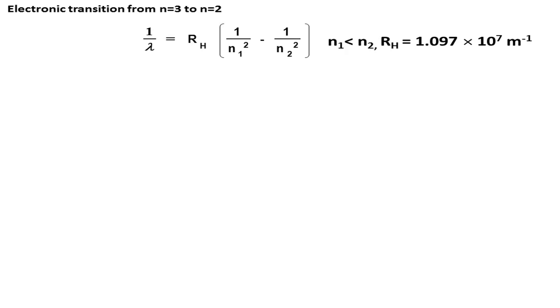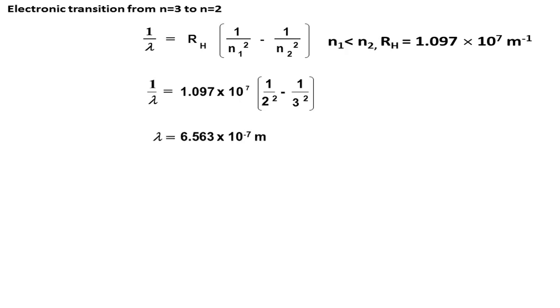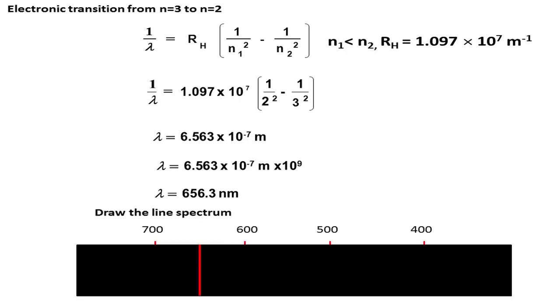Note that in the Rydberg equation, n1 is smaller than n2, as 2 is smaller than 3. When substituting into the equation, n1 should be 2 and n2 should be 3. Wavelength calculated for the electron transition should be 6.563 times 10 to the power of negative 7 meter. When converting to nanometer, 656.3 nanometer is obtained. The wavelength calculated corresponds to the wavelength of the red light, giving the red line on the line spectrum.